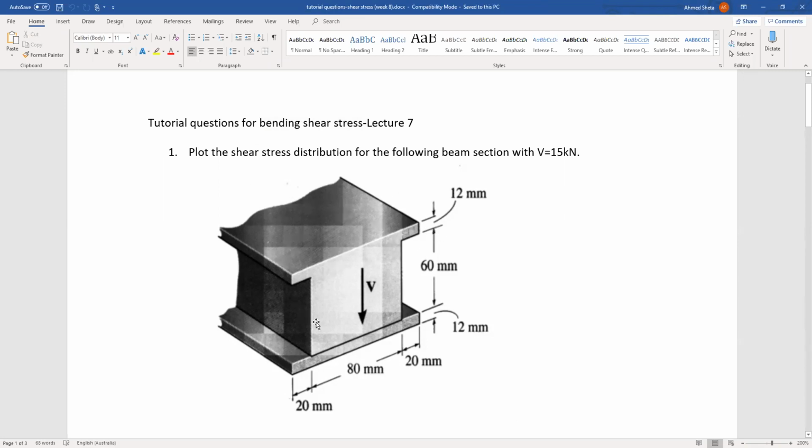We have a beam with I cross section and applied V, the shear force V vertically, and given the dimension of the cross section. The requirement for this question is to plot the shear stress distribution for this cross section. V, the shear force, is 15 kilonewton. Okay, so we need to plot the shear stress distribution over this cross section using V equal to 15 kilonewton.